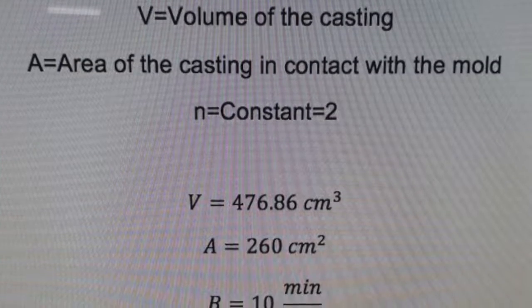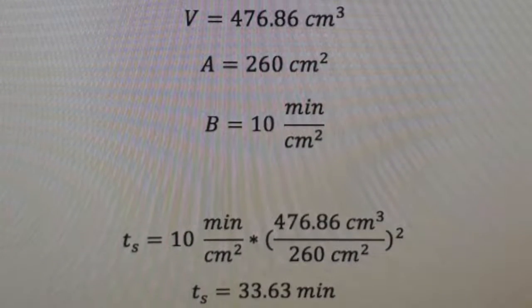For the solidification time, we used Chvorinov's rule, in which time is equal to B times V over A to the power n, in which B is the mold constant, in this case of the green sand, V is the volume of the casting, A the area of the casting, and n is a constant for solidification processes. In this case we're going to use 2 as the value of n, and we calculated the volume of the casting to be 476 cubic centimeters, and the total area that was in touch with the mold was 260 square centimeters.